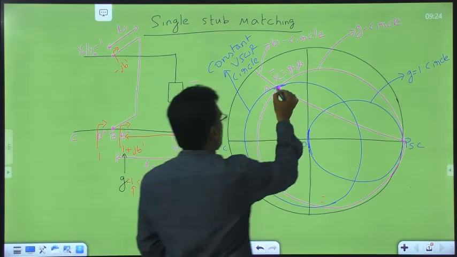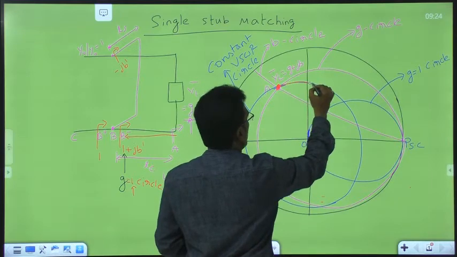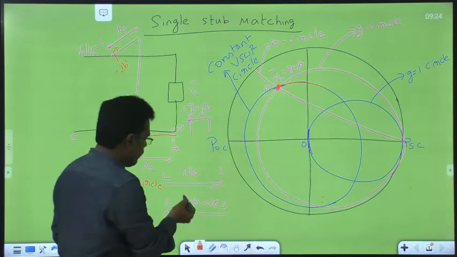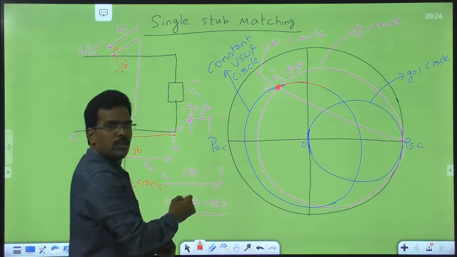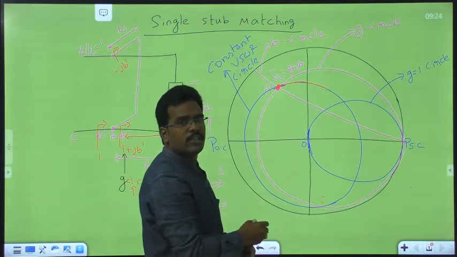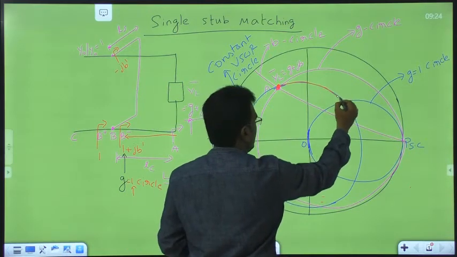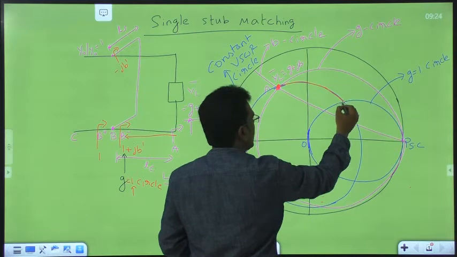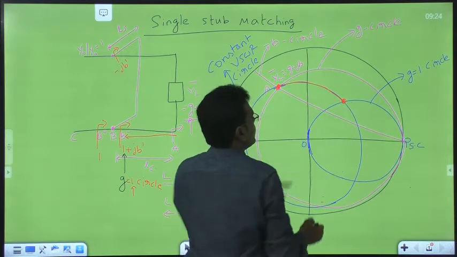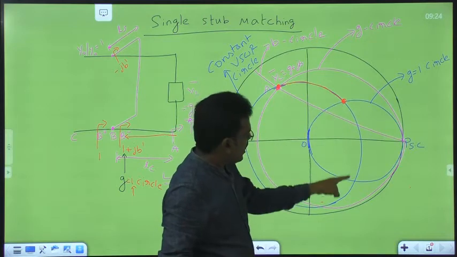Okay, now move on this constant VSWR circle in a clockwise direction, because we are moving from load to source. Therefore, we should move in a clockwise direction on this constant VSWR circle. So move on this constant VSWR circle in clockwise direction until it reaches G is equal to 1 circle. So I can see one point here and another point here.